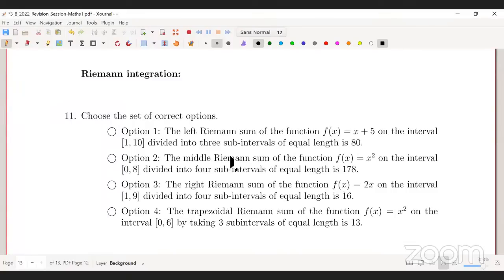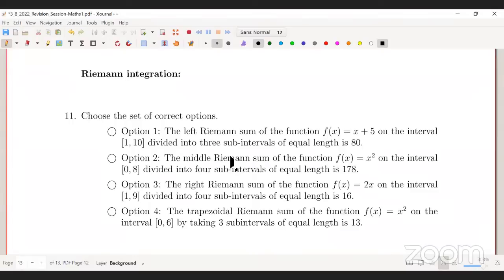Sir, are Riemann sum and Riemann integration both the same? No, they are not the same. It depends what kind of Riemann sum you are talking about. The left Riemann sum is also a Riemann sum, but it is not the same as Riemann integration, because Riemann integration gives you the exact area under the curve. If you apply the left Riemann sum, you get an approximation of the area. They are not the same, but the idea is more or less the same.